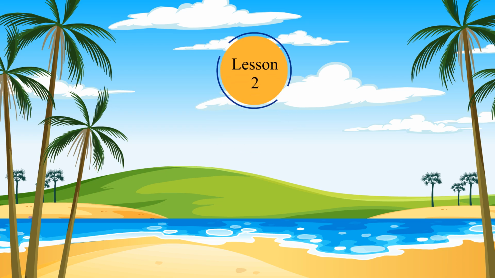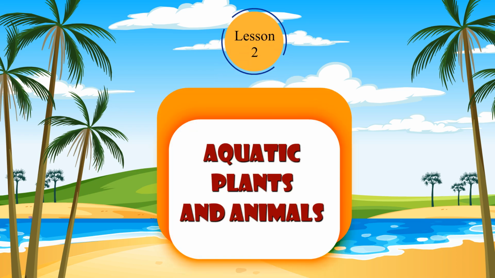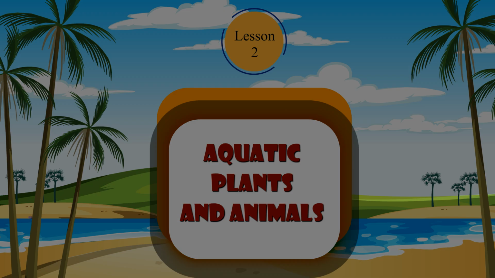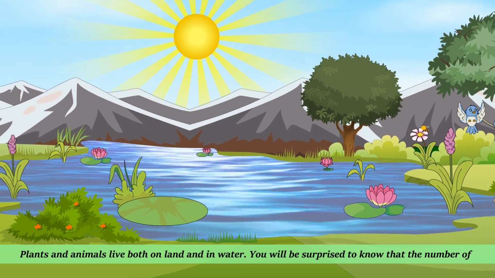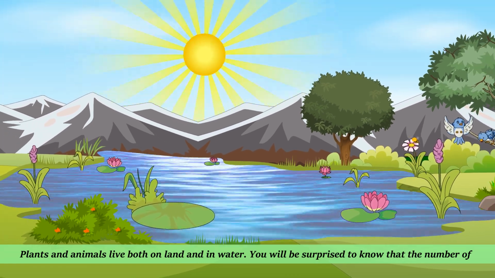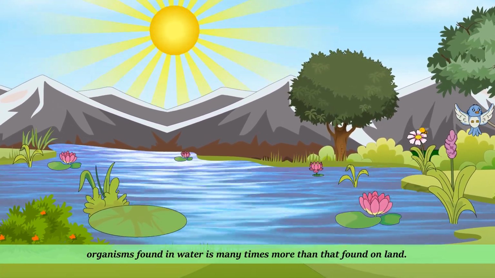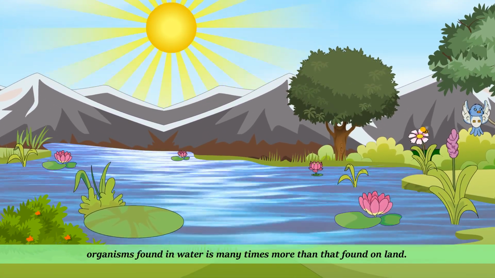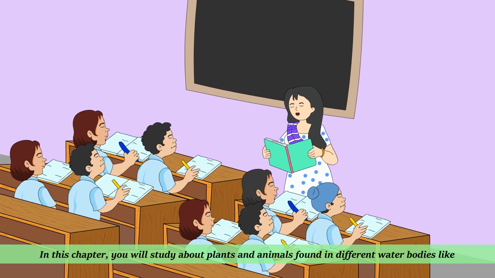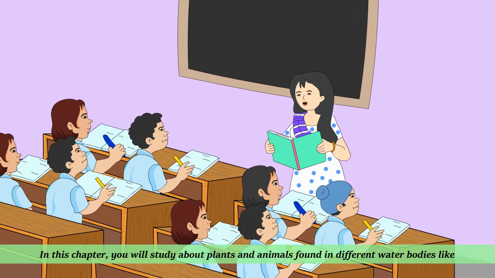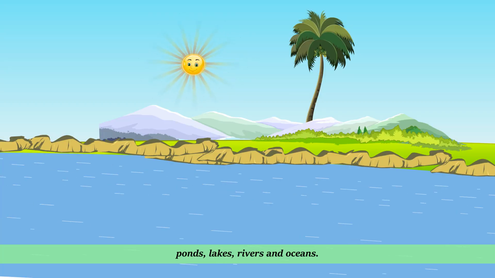Lesson 2. Aquatic plants and animals. Plants and animals live both on land and in water. You will be surprised to know that the number of organisms found in water is many times more than that found on land. In this chapter, you will study about plants and animals found in different water bodies like ponds, lakes, rivers and oceans.